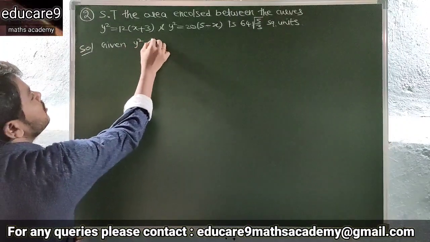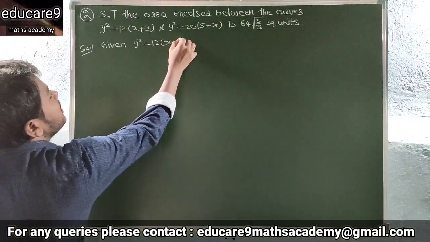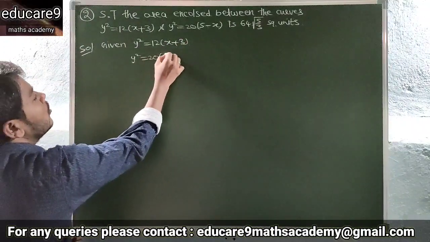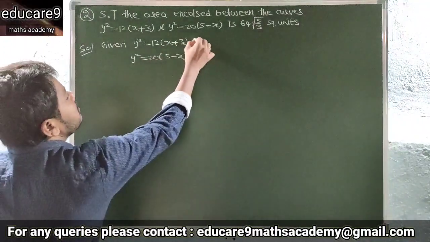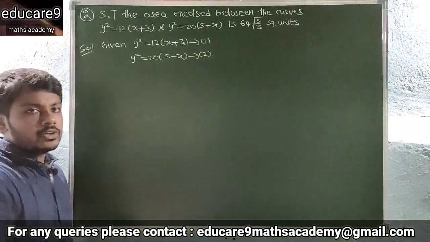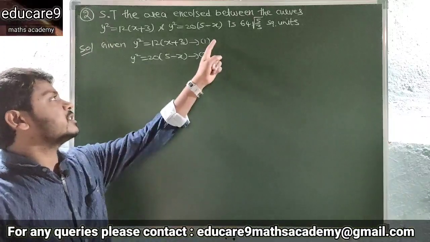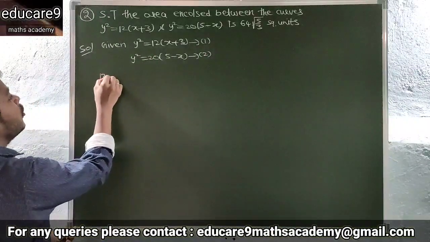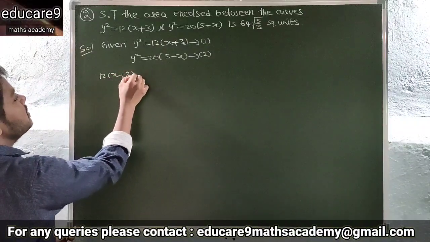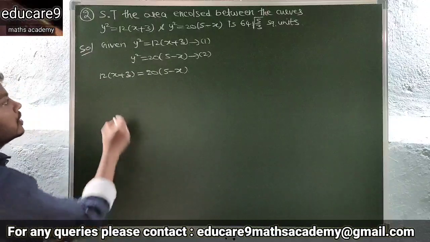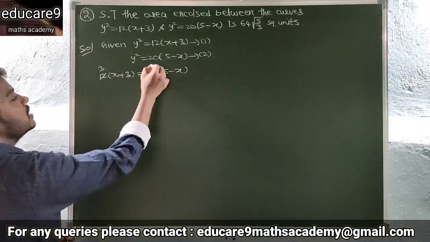y square is equal to 12 into x plus 3, and y square is equal to 20 into 5 minus x. So this is equation 1, this is equation 2. Now you need to find the point of intersection of the two curves. Equating these two, you will get 12 into x plus 3 is equal to 20 into 5 minus x.